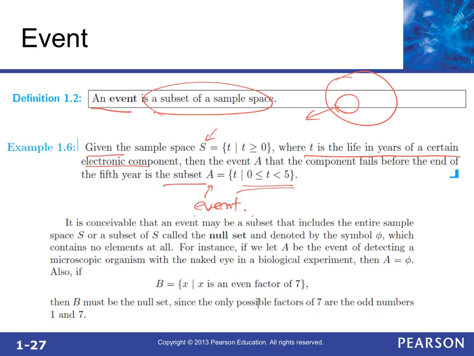It is conceivable that an event may be a subset that includes the entire sample space, or a subset of S called the null set, denoted by the symbol phi, which contains no elements at all. For instance, if we let A be the event of detecting a microscopic organism with the naked eye in a biological experiment, then A equals phi.